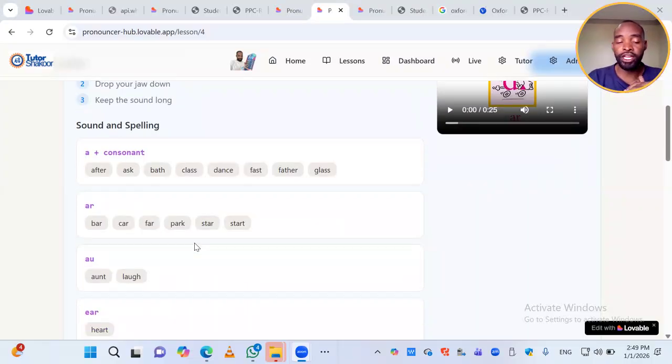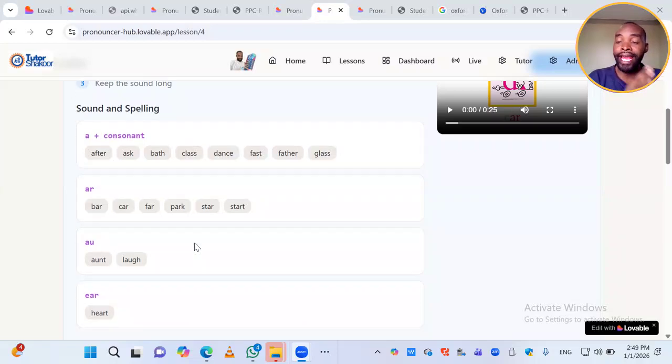Another sound production is the letters AR. The letter A and the letter R together produce the sound ah, like bar, car, far, park, star, and start. These are long sound production letters.